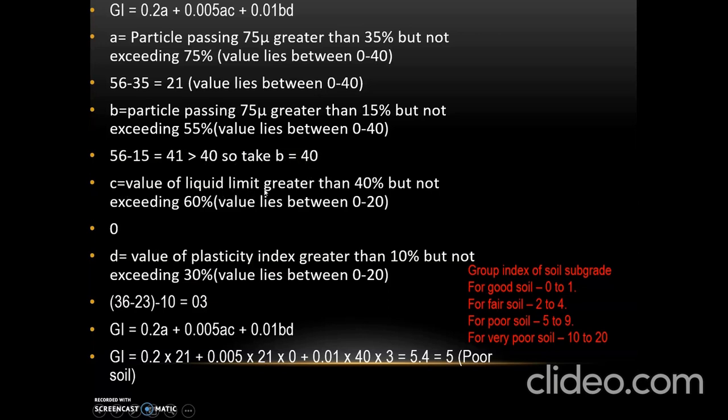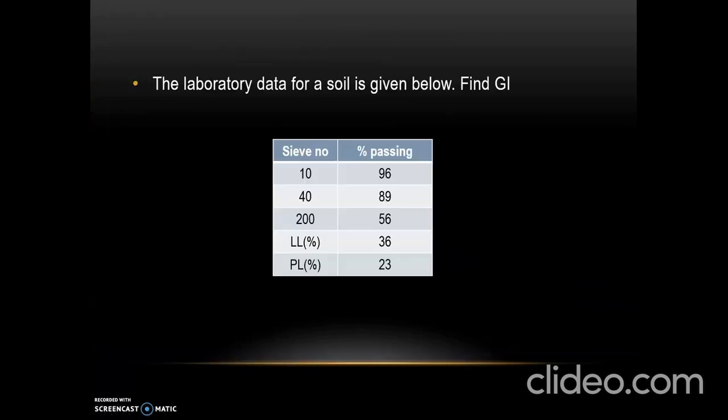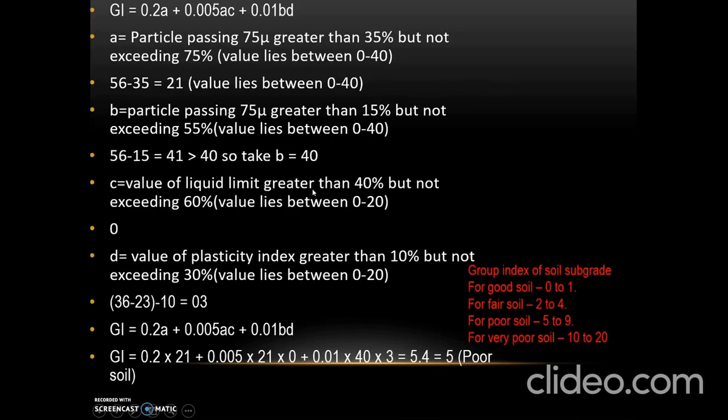C is the value of liquid limit greater than 40% but not exceeding 60%, and this value should lie between 0 to 20. In the problem, liquid limit given is 36%. So this 36% is not greater than 40. Since it is less than 40%, we will have to take its value as 0.